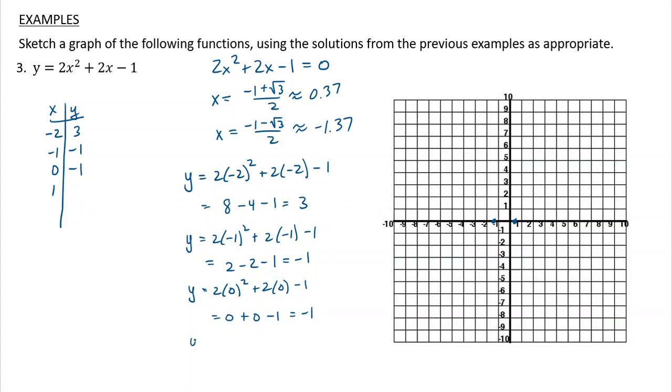And when we plug a 1 in, we get a 2 plus 2 minus 1, so that's 3. So we'll go ahead and add these points onto our graph along with the points we already have.